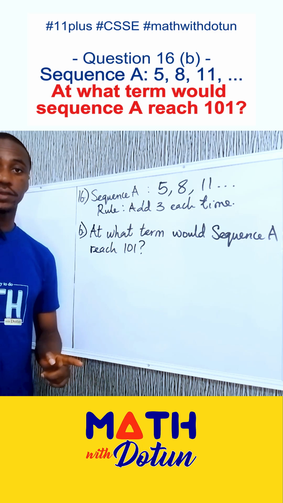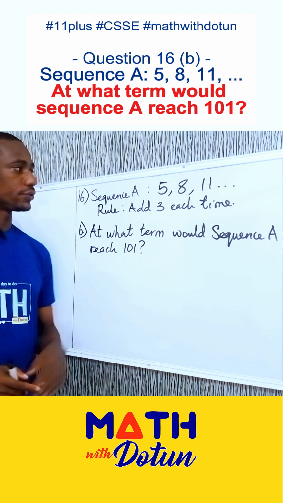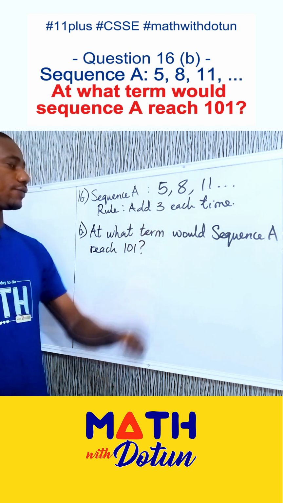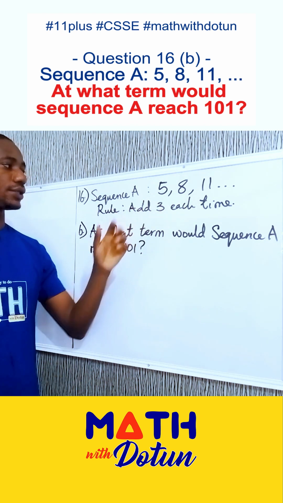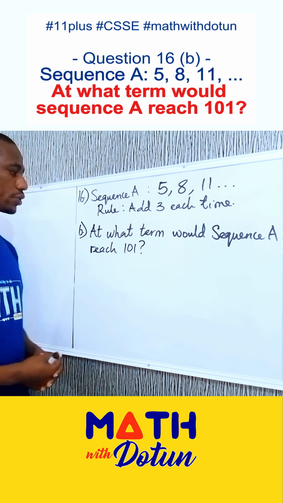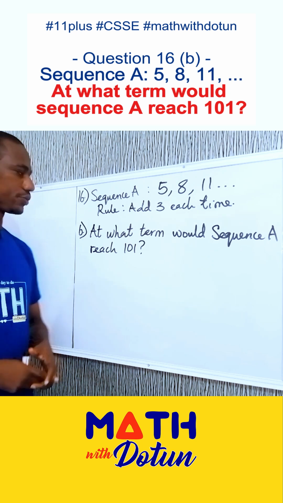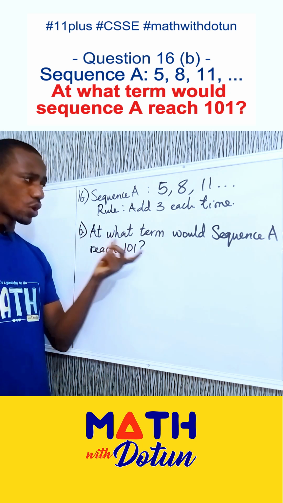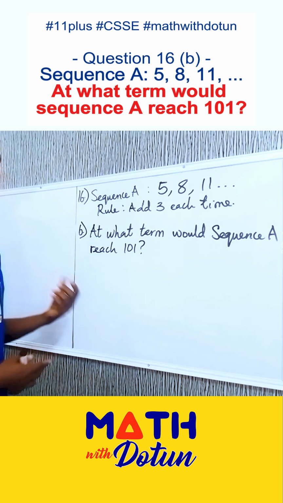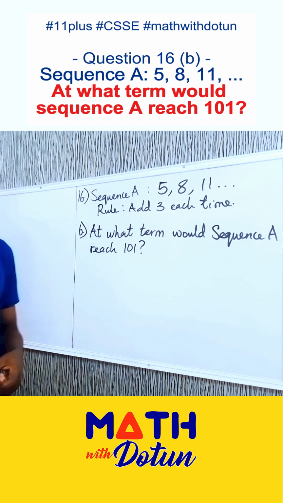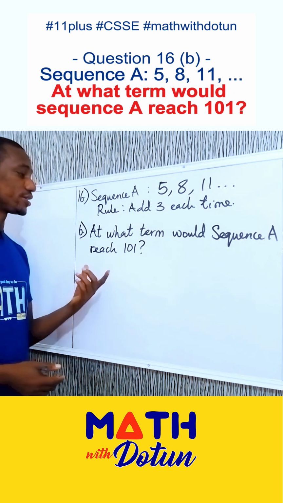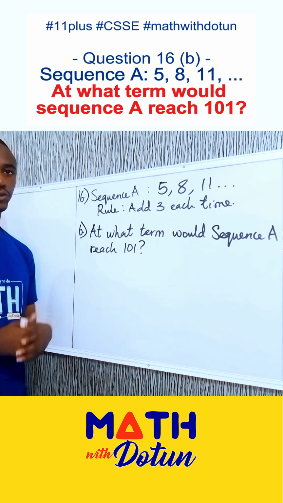We're still working with sequence A: 5, 8, 11. And the rule is that we're adding 3 each time, right? Okay. Now the question 16b. At what term would sequence A reach 101?